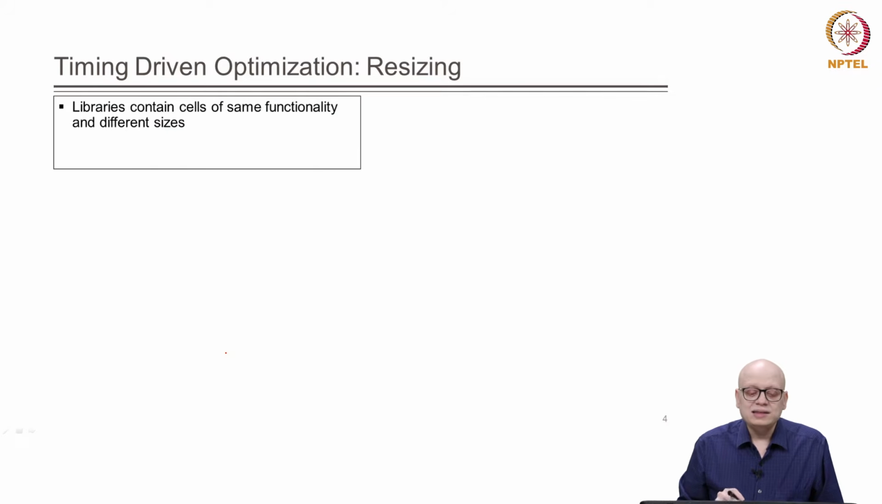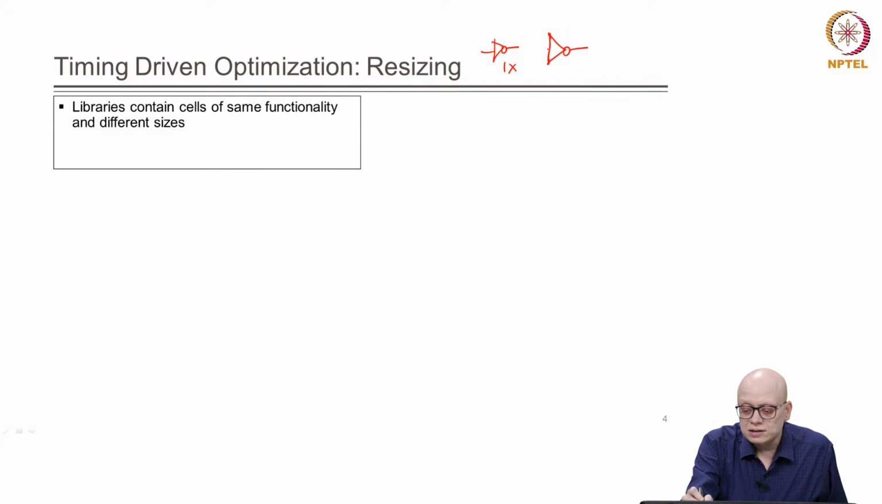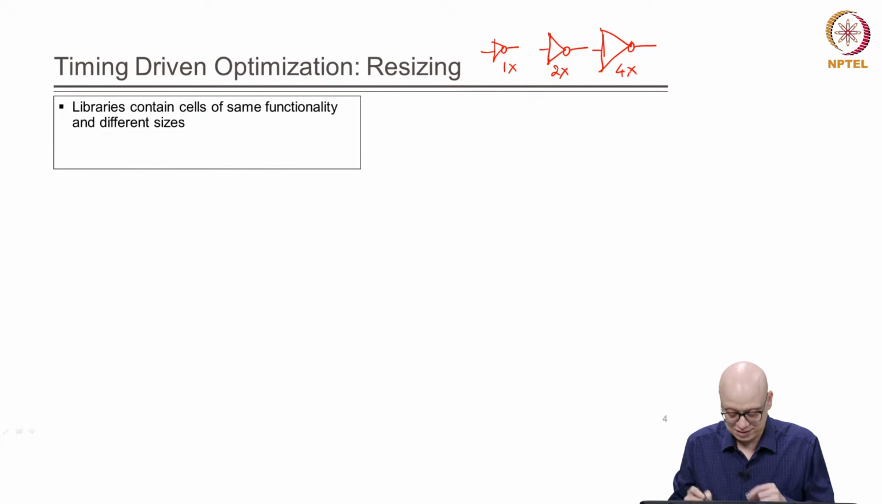We have seen in the earlier lectures that libraries contain cells of the same functionality but of different sizes. For example, an inverter can be of size 1x, where x is some arbitrary unit of area, and it can have a cell of size, say, 2x and 4x and so on. Similarly for other types of logic gates. So, the library contains cells of the same functionality and different sizes.